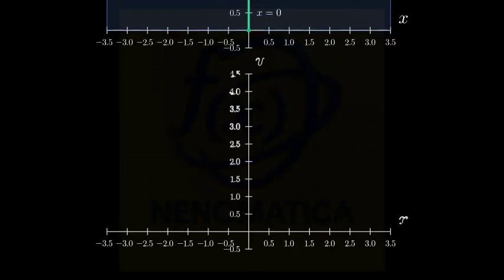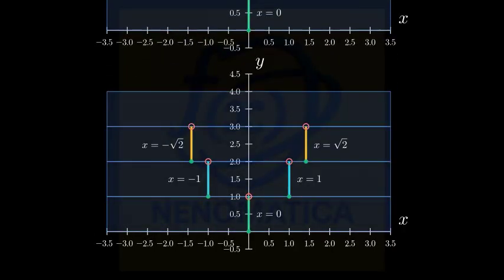Step 4. For y between 3 and 4, the floor of y is 3. That gives x squared equals 3. So x equals plus or minus square root of 3, about 1.73. Again, we add vertical segments at those x values from y equals 3, closed, up to y equals 4, open.